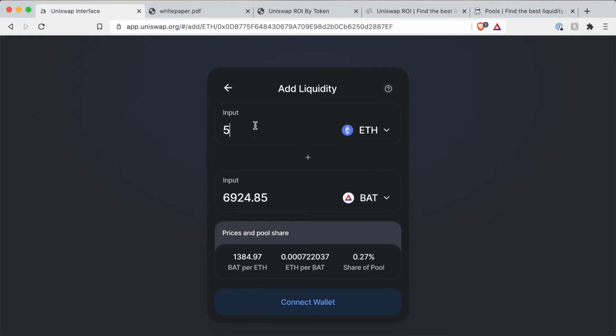So you see here, if I provide 5 Ethereum and roughly 7,000 BET, I get 0.27% share of the pool. And the share of the pool is basically all the trading fees generated on Uniswap. And usually, at the moment at least, every pool gets 0.3% of every trade in the form of fees. And in this case, for any trade happening in these currency pairs, the pool gets 0.3%, and you would get 0.27% of these 0.3%.